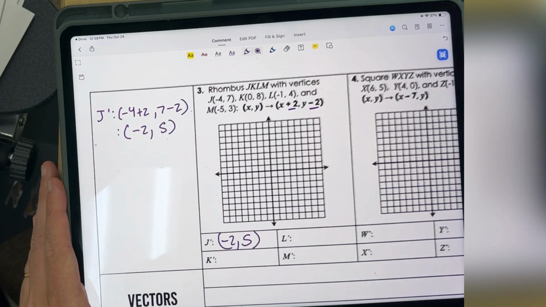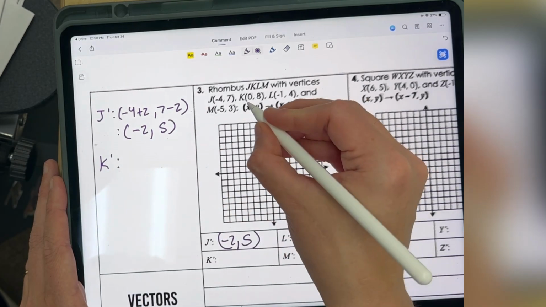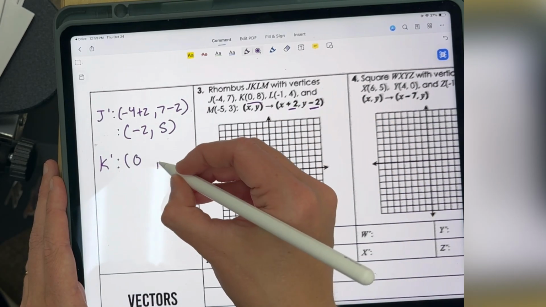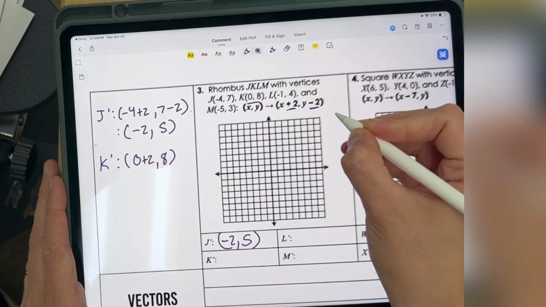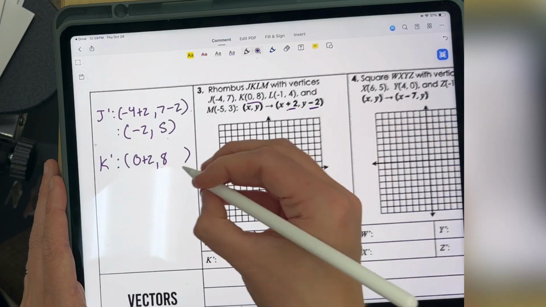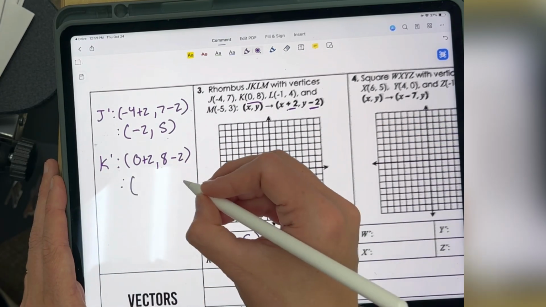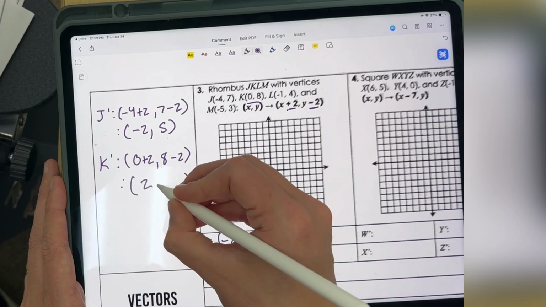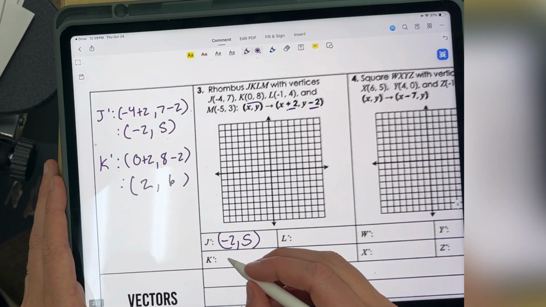Sound good? Okay, K prime, the original K was at 0, 8. Again, each one we are adding 2 to the x value and minusing 2 from the y. Okay, so where would K prime be located? 0 plus 2 is 2. 8 minus 2 is 6. So K prime would have been at 2, 6.